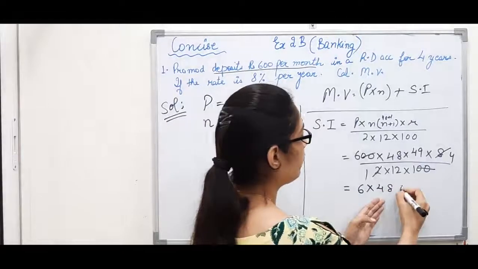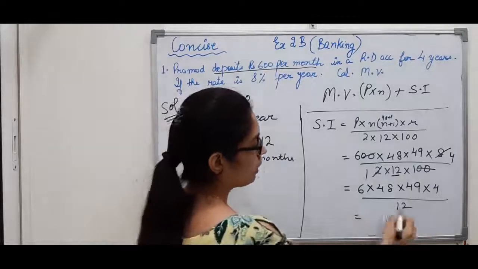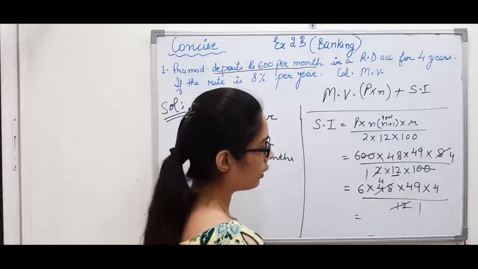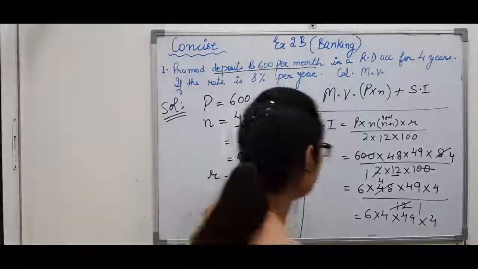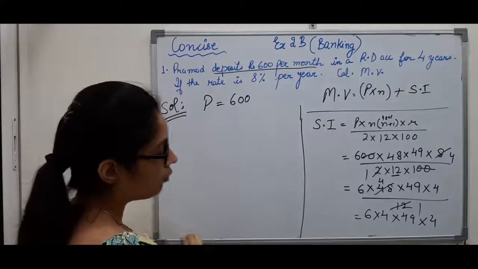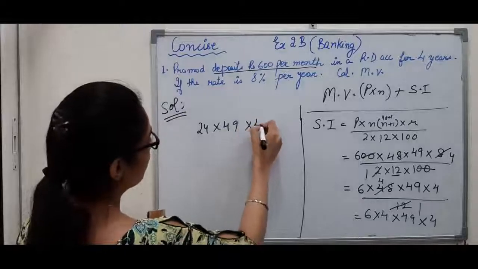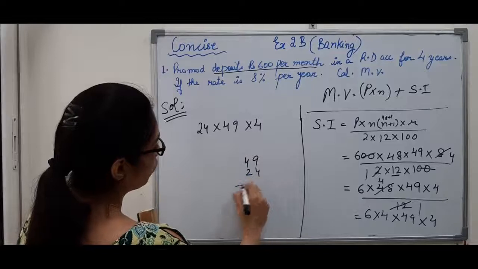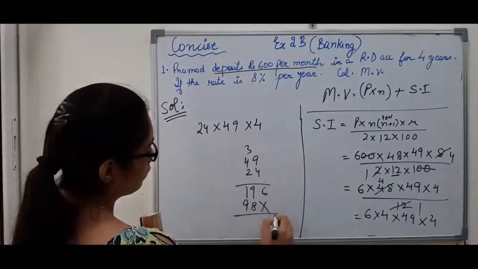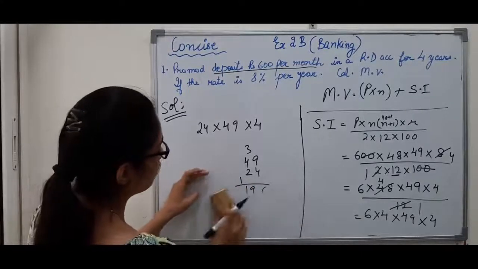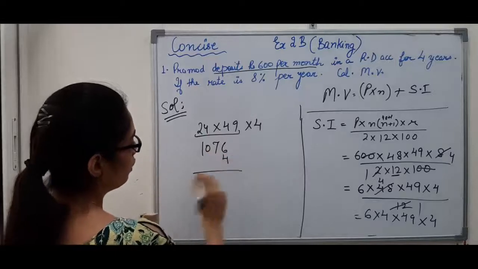Now I am left with 6 into 48 into 49 into 4. Here I am left with only 12. Now I can do 12 into 1 is 12 and 12 into 4 is 48. So I am left with 6 into 4 into 49 into 4. Now I will multiply all these terms. 6 into 4 is 24. So I will multiply 24 into 49 first, then I will multiply it with 4. So 49 into 24 we have to do. This is simple multiplication, everyone of you can do it easily. I got 1076 on multiplying 24 into 49. Now I will multiply this with 4. 6 into 4 is 24.